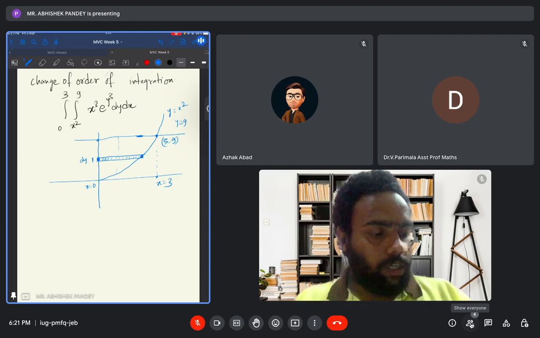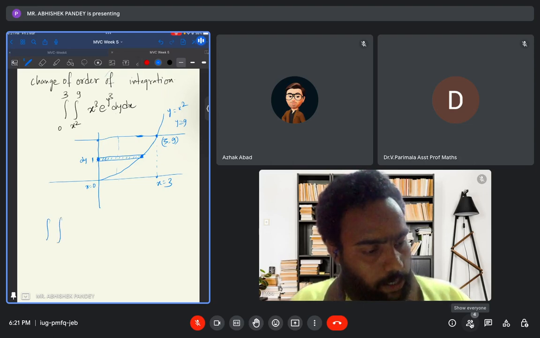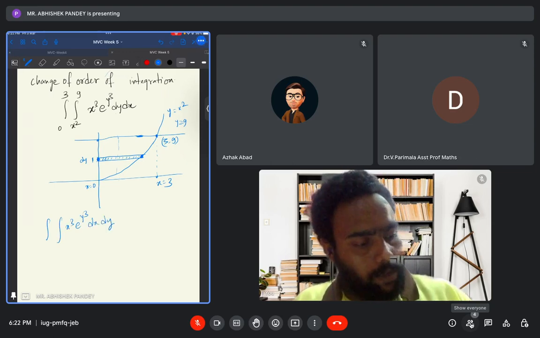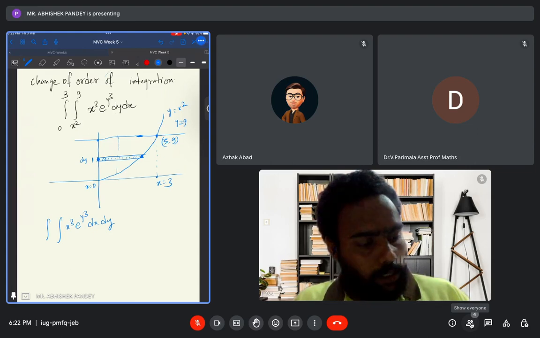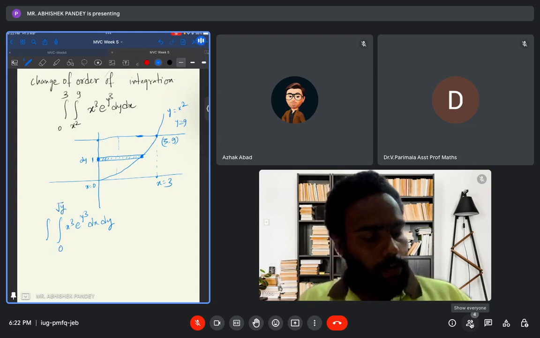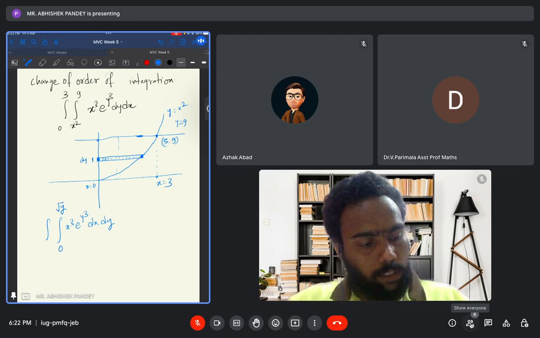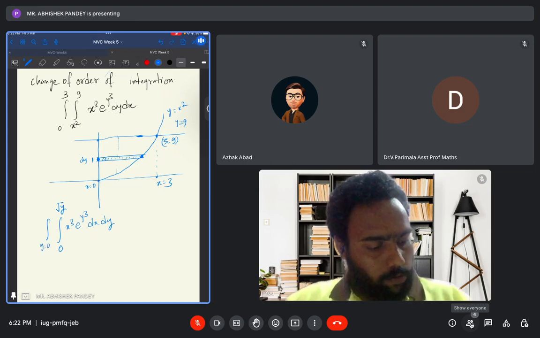So on this one, what is your x? x is 0, and here x is root y. So this integral will be x cube e^(y^3) dx dy, where x will run from 0 to under root y, and y will run from 0 to 9, so y equals 0 to 9.